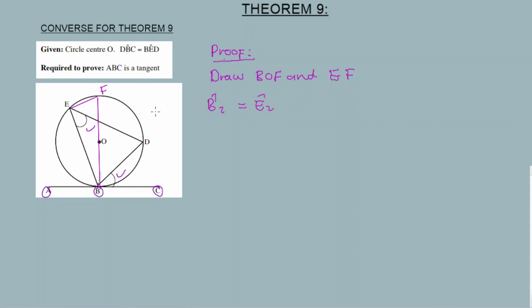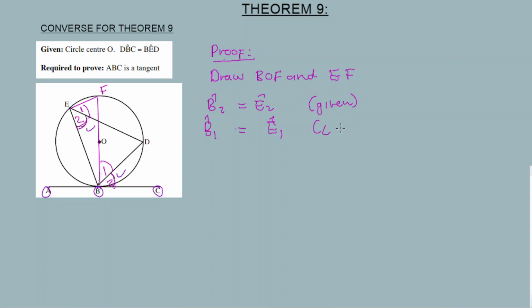Angle E2. Okay, I'm calculating this in my head. Let's say this is 1, 2, and then it's 2 and 1. So the angle equals the angle, why? This is given. Then B1 is equal to E1.